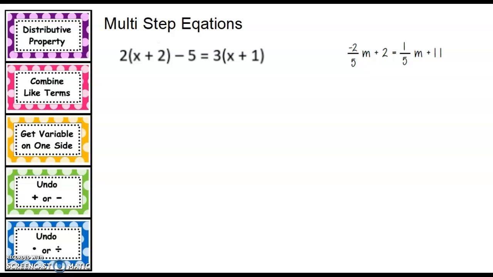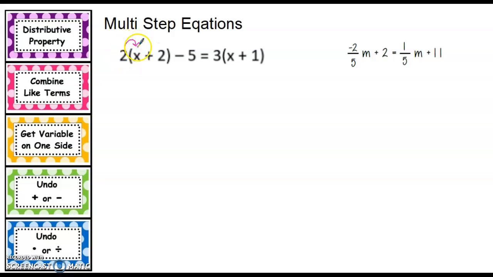Okay, multi-step equations. Remember our flow chart. We need to follow the flow chart in order to solve our multi-step equation. First thing tells us to use the distributive property, so go ahead and distribute first. Whenever you're distributing, all you're looking for is the number in front of the parentheses, whatever it may be, you're going to distribute it to both of the terms inside of the parentheses, or however many terms you have.